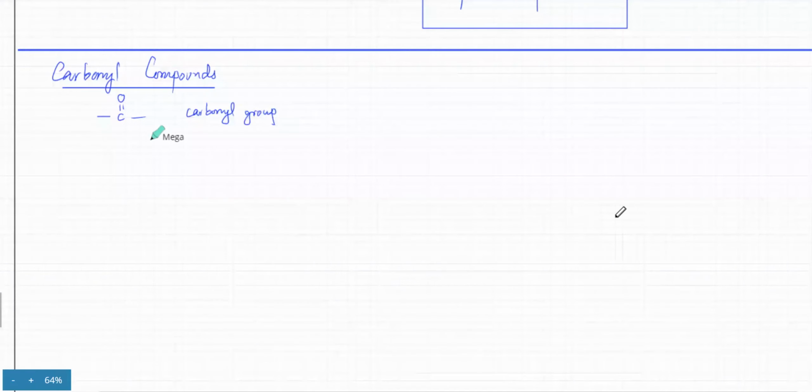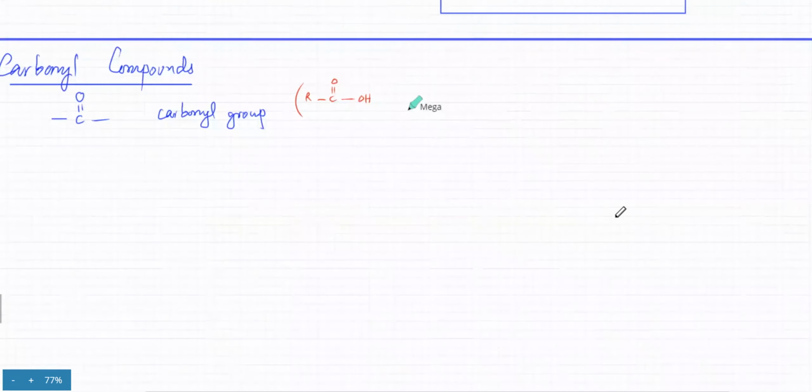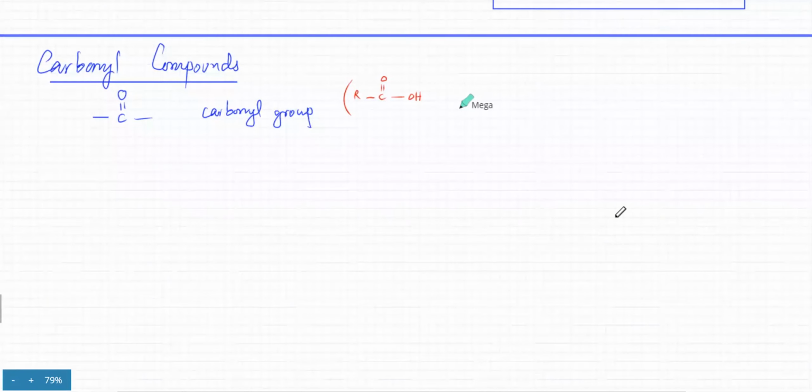I said, and just to clarify, this is a carboxylic acid, if you remember this. This is not a carbonyl compound. It just has to be C double bond O. That's it. Okay, this is not carbonyl.